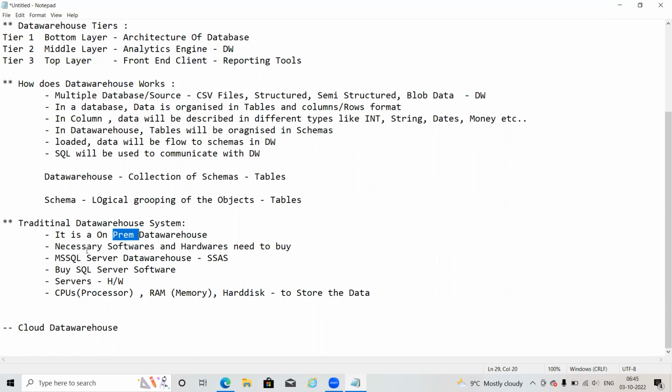Fine. So we can say a cloud data warehouse is... I will tell you the meaning of this cloud, why they introduced the cloud, and how we are going to store data in the cloud. We will discuss one by one.